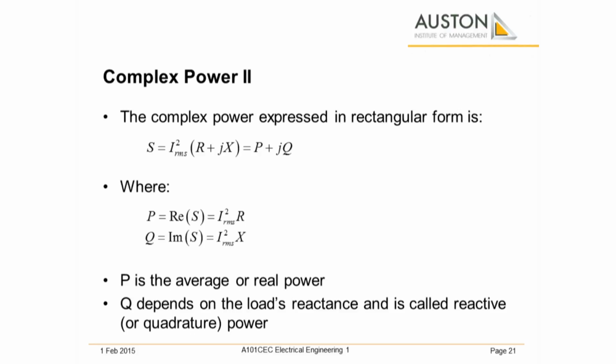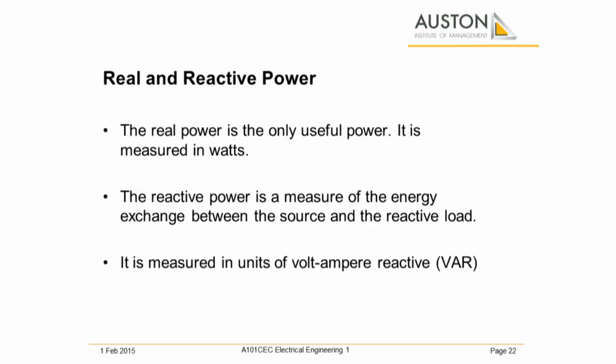In rectangular form, the complex power S is equal to P plus jQ, where P is the real power and Q is the reactive power, which can either be positive or negative depending on whether the load is inductive or capacitive. The unit for the average power or real power is watts. The unit for the reactive power is vars. And the unit for the complex power is volt-amperes.